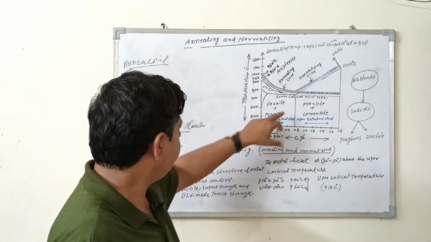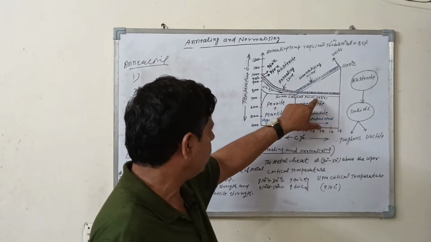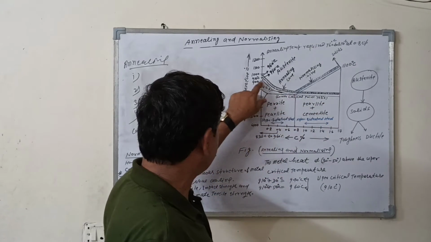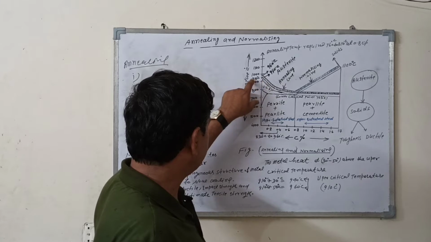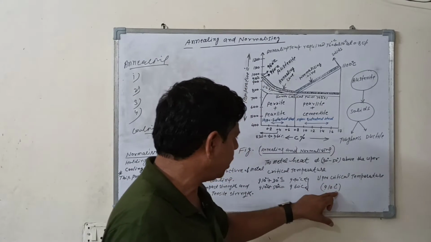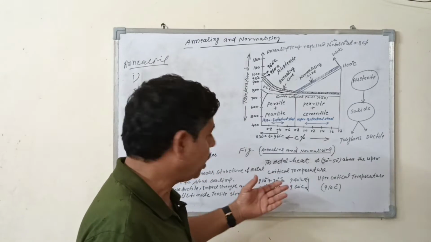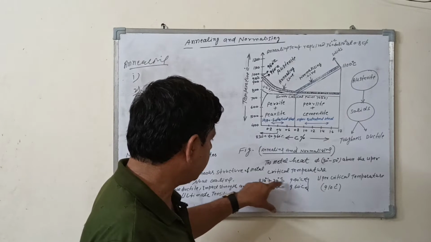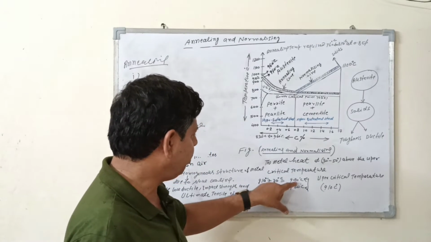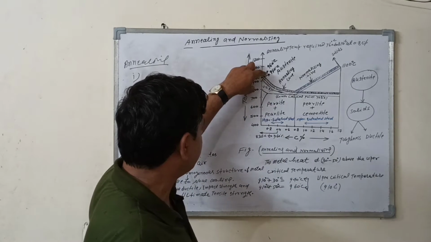So here the metal is heated. This is the lower critical temperature, 723 degrees Celsius. This line represents the upper critical temperature, 910 degrees Celsius. The metal is heated 30 to 50 degrees above the critical temperature. 910 plus 30 is 940, 910 plus 50 is 960. It means that the metal is heated 30 to 50 degrees Celsius above the upper critical temperature.